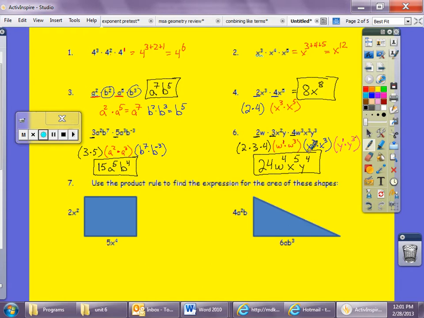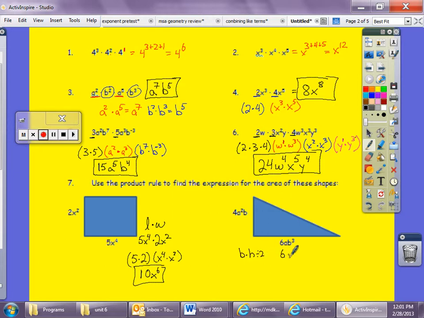And then 7 and 8, it's just the same process. It just gives it in the form of a problem. Well, we know to find the area of these shapes, we do length times width. So I have 5x to the 4th times 2x squared. Well, I group my numbers. 5 times 2. X to the 4th times x squared. So it's 10x to the 6th. We add our exponents.